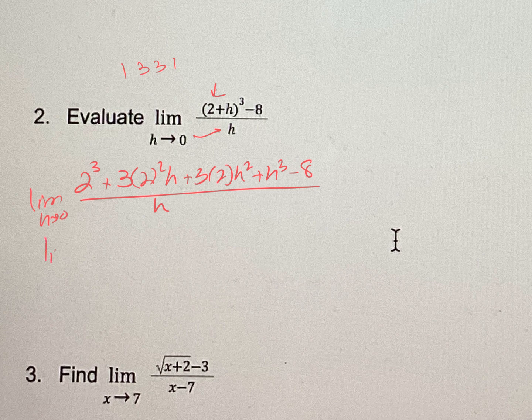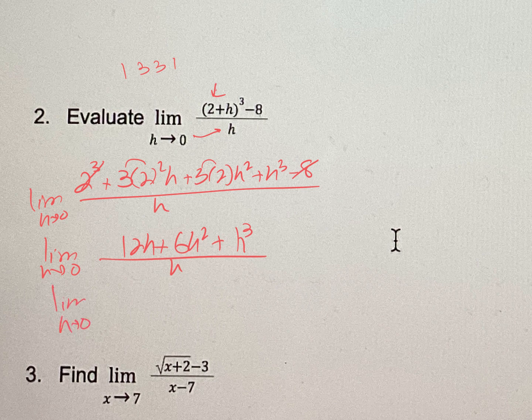So I'm going to simplify that stuff. On the top, limit as h equals 0. First of all, 2 cubed is 8. Those cancel. 3 times 2 squared is 12h. 3 times 2 is 6h squared plus h cubed over the h. Now, since I have an h everywhere, I'm going to divide everything by h and get 12, 6h, and h squared. And because that's a polynomial, I can just direct substitute, put 0 in. That would give me 12 plus 0 plus 0, which is 12.